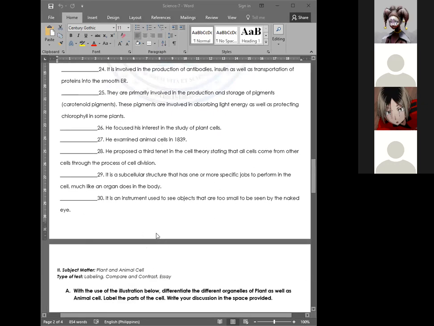Number 30. It is an instrument used to see objects that are too small to be seen by the naked eye. It is microscope or microscopes.